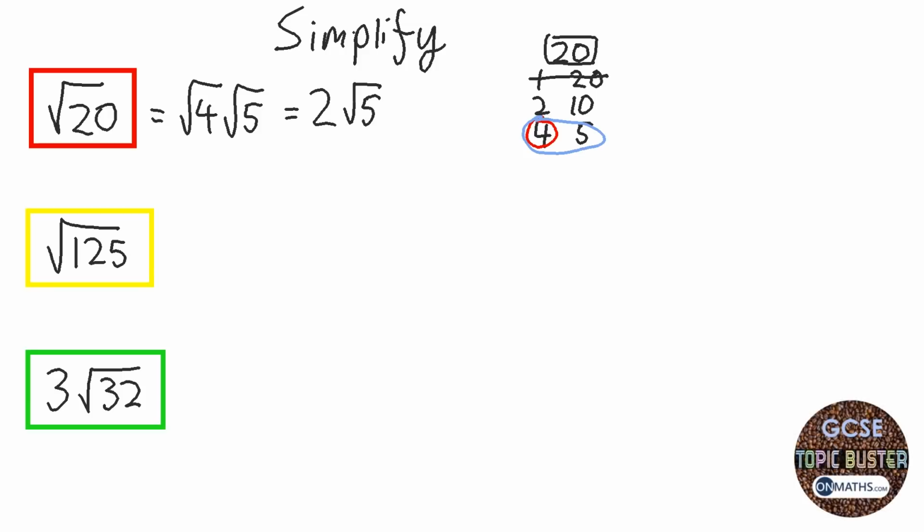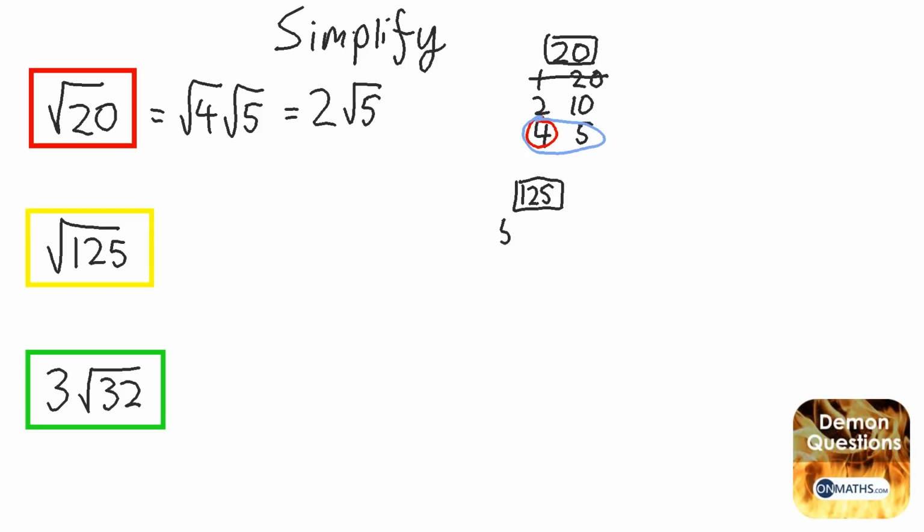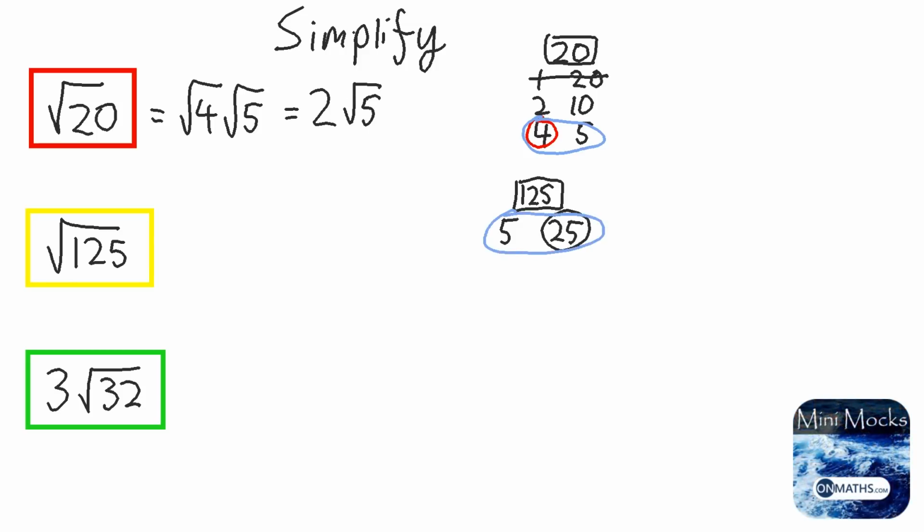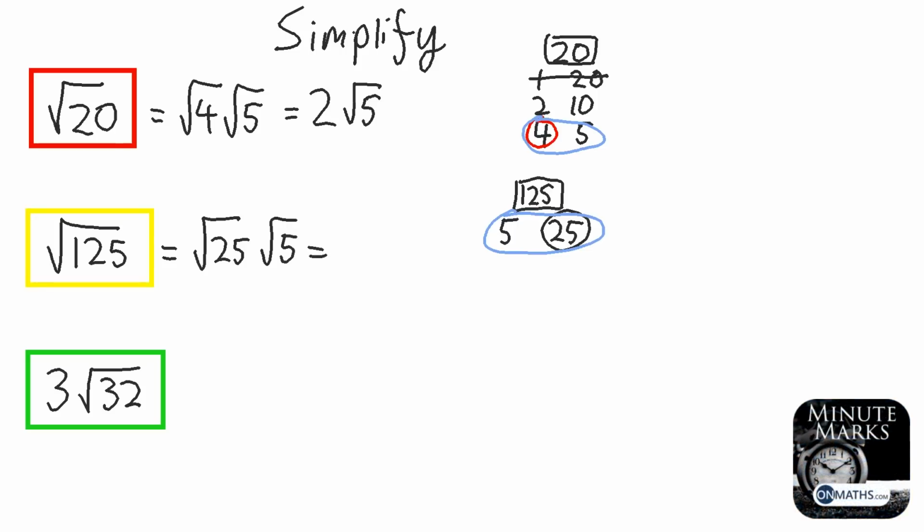Okay, let's do the same with the next one. So we're looking for root 125. Now, with numbers that are like this size, you're probably just thinking, okay, well, is it in the 25 times table? Is it in the 100 times table? And instead of writing all the factor pairs, I just know that that's 5 times 25, and 25 obviously is a square number. So that's the factor pair I'm using. Now, I'm going to put the root 25 first, and then the root 5. So I put the square number first. Root 25 is 5, so it becomes 5 root 5.